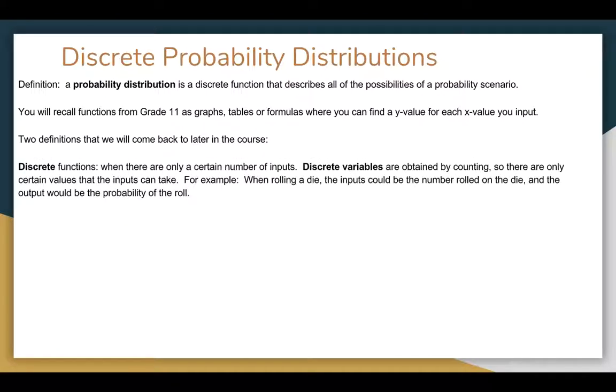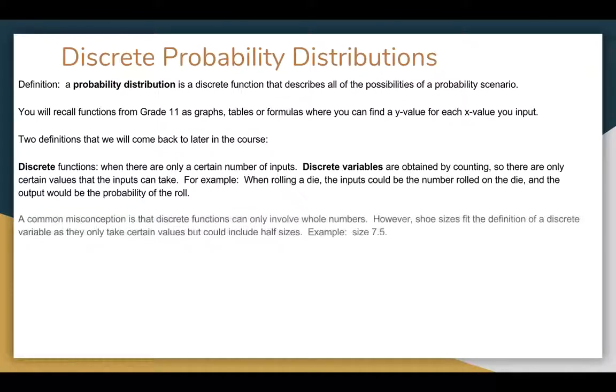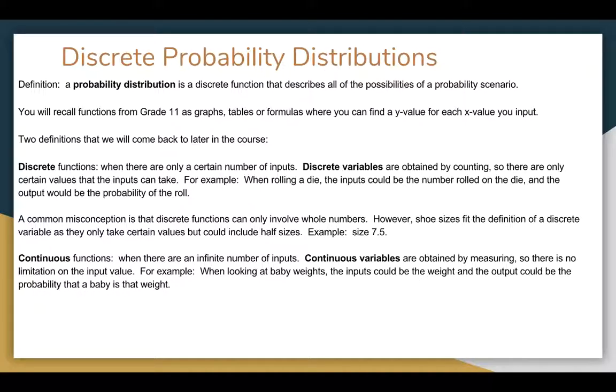A couple definitions you're going to come back to is this definition of a discrete variable. Discrete numbers are actually obtained by counting. There's only certain inputs that they could take. The common misconception is that they can only involve whole numbers. That's not quite true. It's just that you can input every possible value. Continuous functions are things that are obtained by measuring. So it's not actually possible to write down every specific value. You need a function, an equation that will model it.